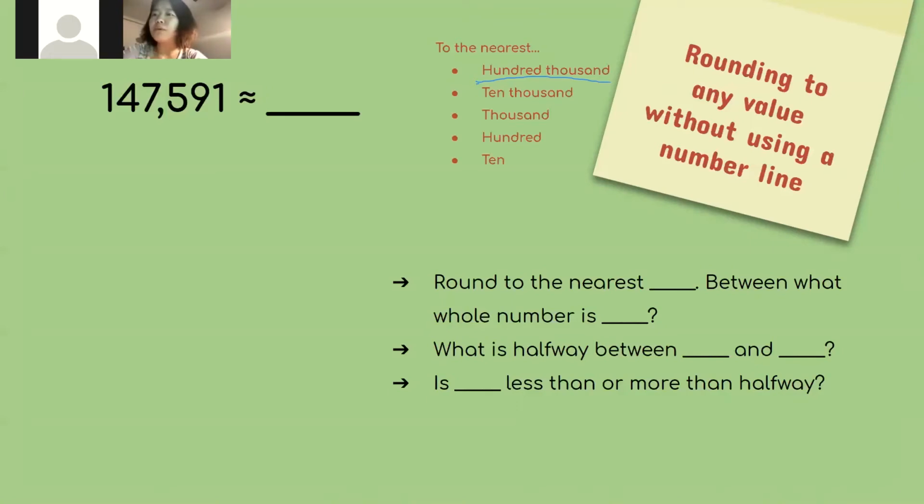When we do 100,000, it will be 100,000 and 200,000. And what is the halfway between 100,000 and 200,000? It will be 150,000. And is 147,591 less than or more than the halfway? The answer is less than. So with the number that is less than the midpoint, we'll round this number down. So 147,591 is almost equal to 100,000 for the 100,000 place value.